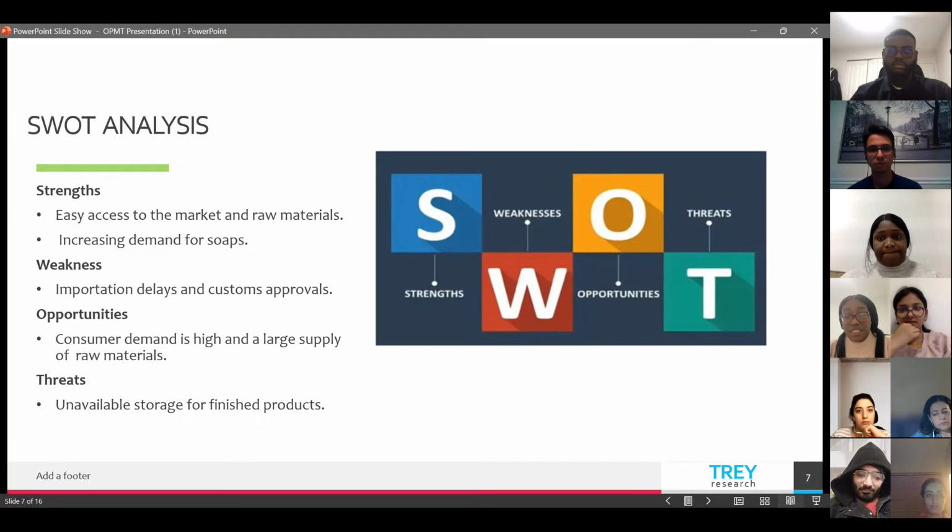Some of the weaknesses identified is the importation expenses. It's very expensive importing raw materials, and it also takes a long time for the importation processes to be completed. So in order to overcome that, the company has to have a very big and robust storage system, and also be on its game with monitoring inventory.